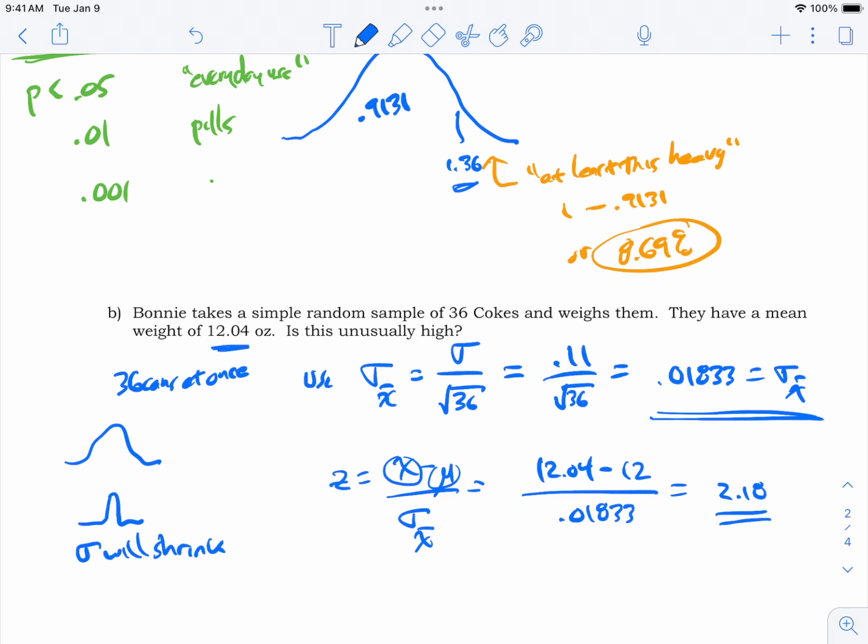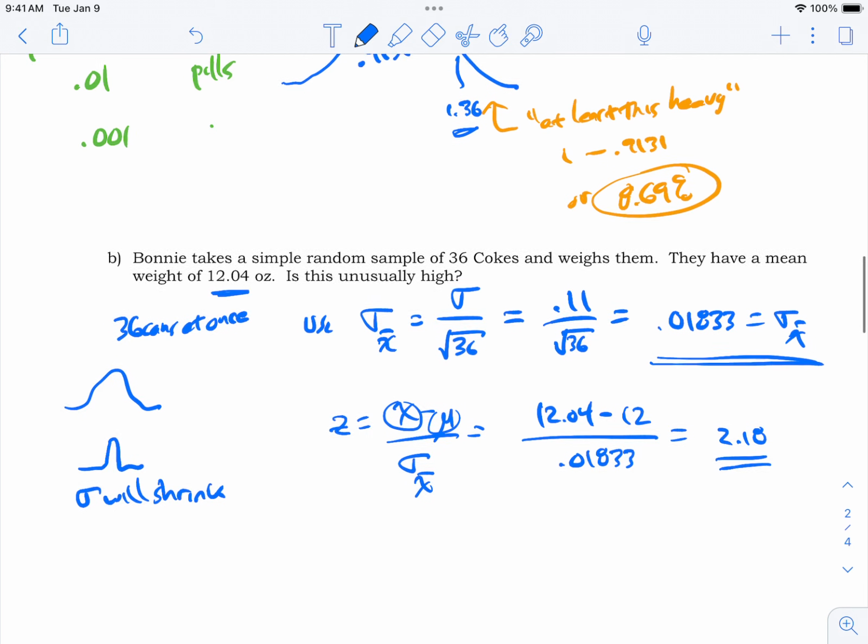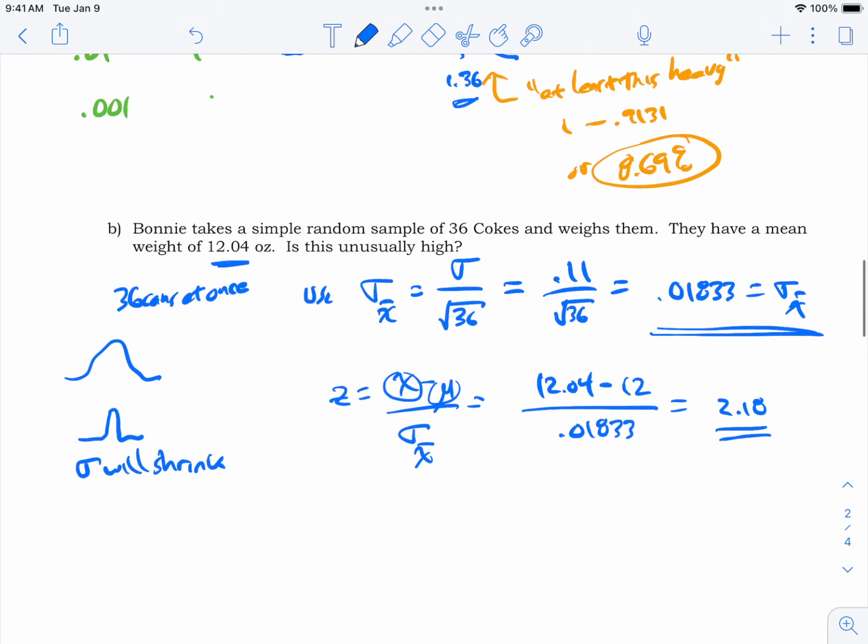Yeah, but all 36 of them, on average, are a little bit heavier. That's saying more than this one can was a little heavy. No, this is 36 cans, and they're all a little heavy. So we got to figure this out. Area left, if you look at the table, for 2.18.